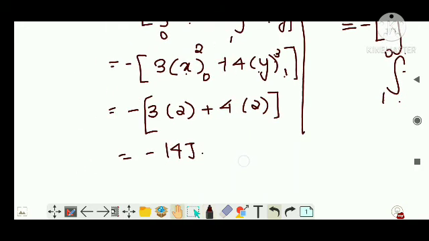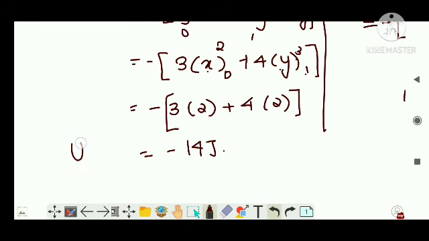That is not finished. What is the LHS side? It was UF minus initial, which is 10 joules. So UF, you will get it as minus 4 joules. You got the answer? Clear?